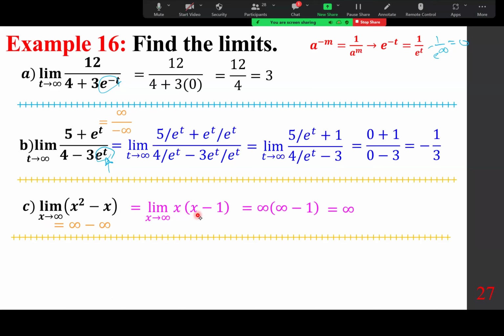Previously, when we had infinity minus infinity, we ended up with 0. Now we ended up with infinity, and in some instances, we may end up with a different answer, maybe a number. And it does happen. That's why it's indeterminate.